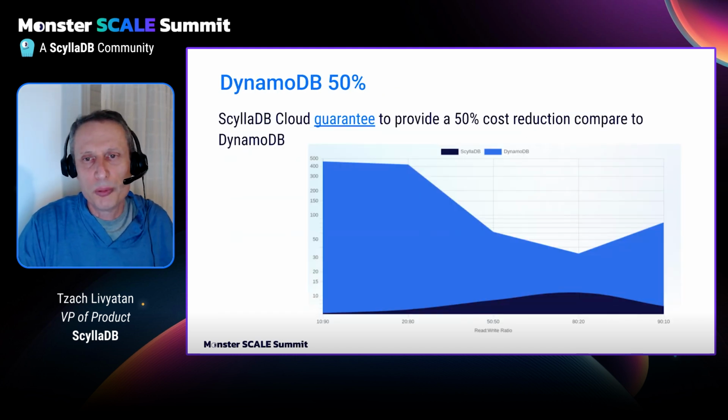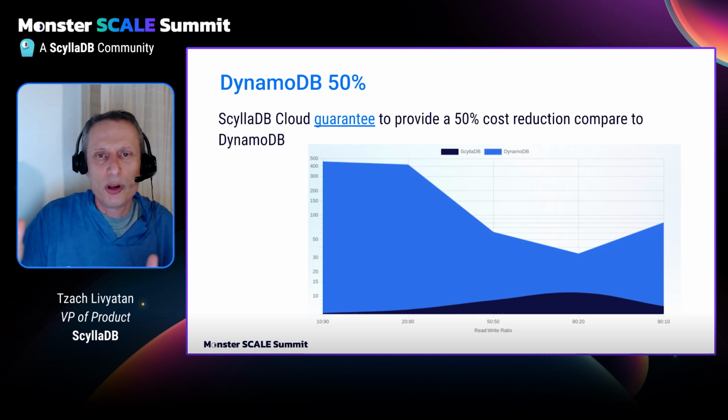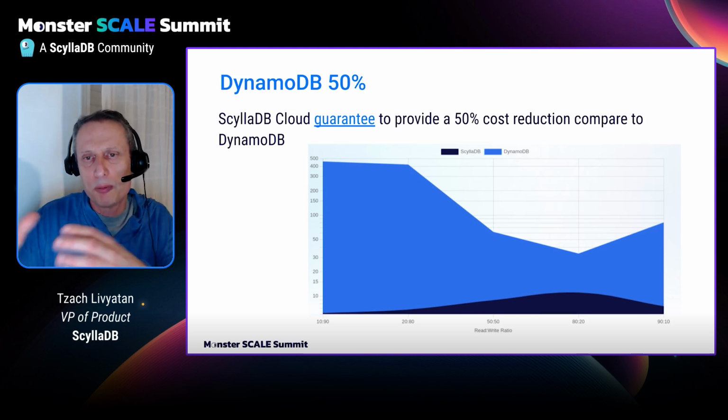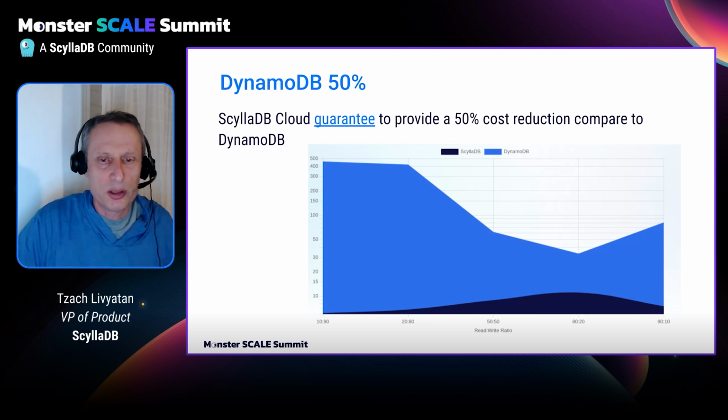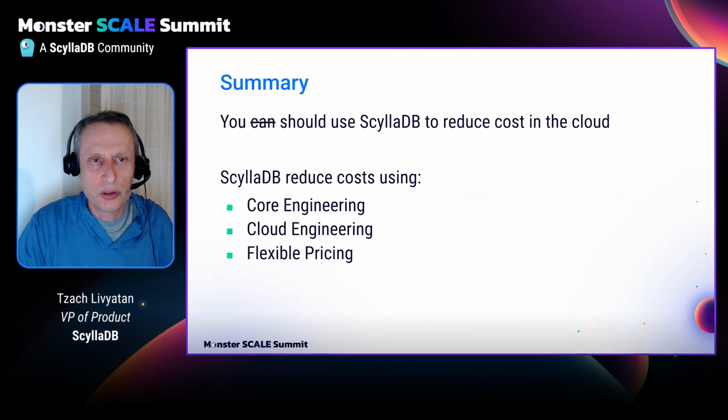The last thing I want to mention around pricing is DynamoDB 50. It's a special kind of pricing for people migrating from DynamoDB to Scylla. I didn't mention it earlier, but Scylla is compatible with both Apache Cassandra and DynamoDB APIs. So it's easy to migrate from each of them. And DynamoDB 50 is a great opportunity for people using that, and there is a link in the presentation.